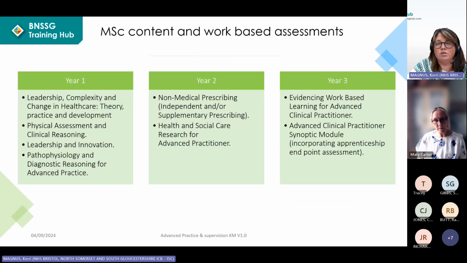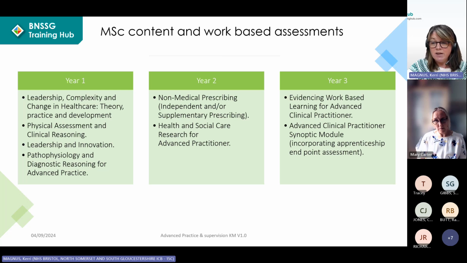As part of the content that you get from an MSc, and what they're saying that you need to become an advanced practitioner, you need to have mastery in a few different areas. So you need to have mastery in leadership, physical assessment, pathophysiology and diagnostic reasoning, evidencing that work-based practice, research, and in some cases, independent prescribing.